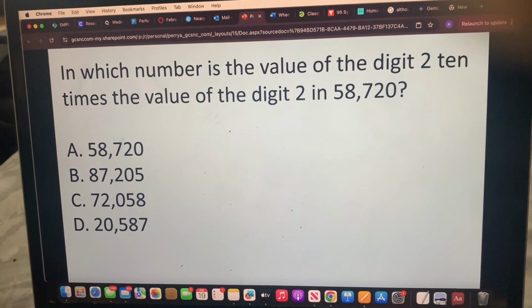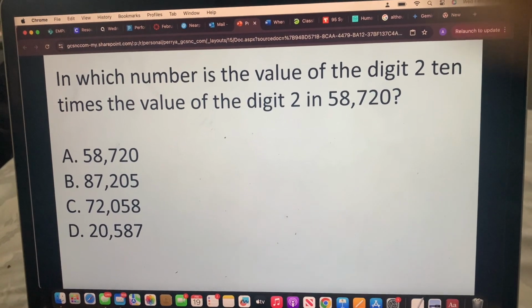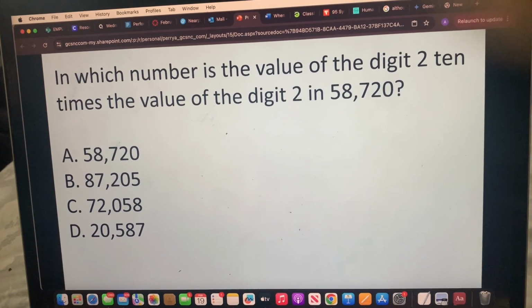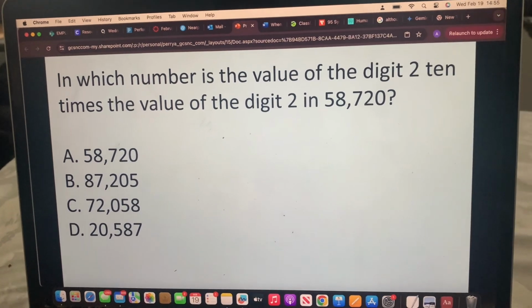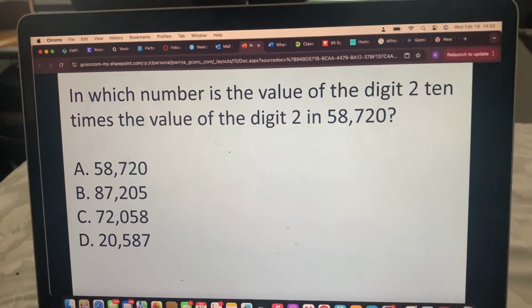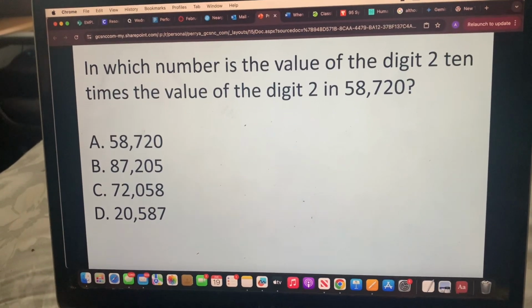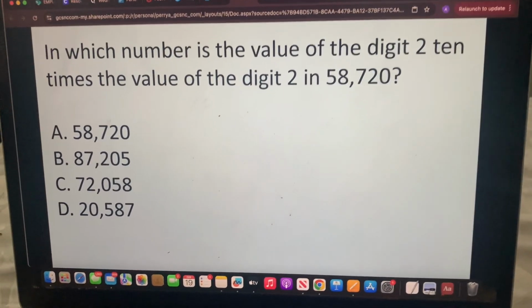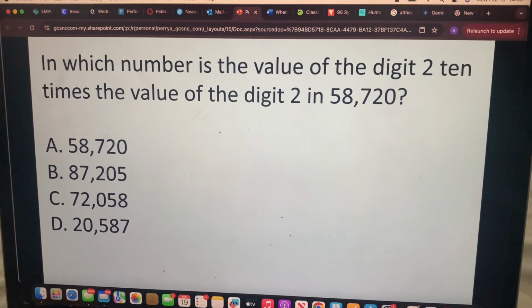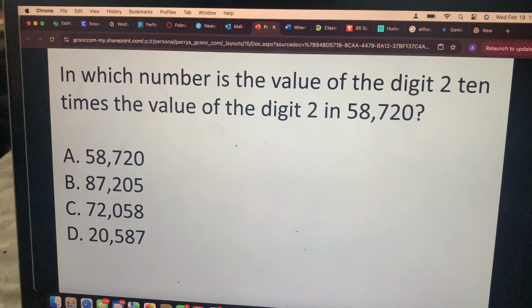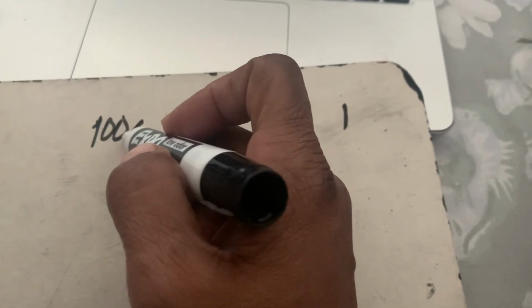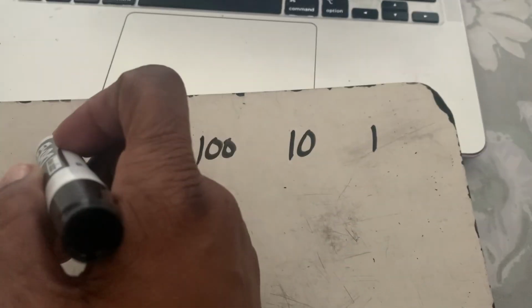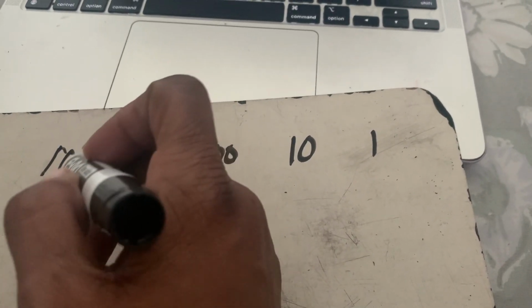So the first question on the PowerPoint was, in which number is the value of the digit 2 10 times the value of the digit 2 in 58,720? So we know when we're doing times 10 anything, when we're comparing numbers, we have to do a place value chart. As you go up the place value chart, as you can see here on my board, you're adding a 0. So each place, as you're moving along, is 10 times more than the previous place.